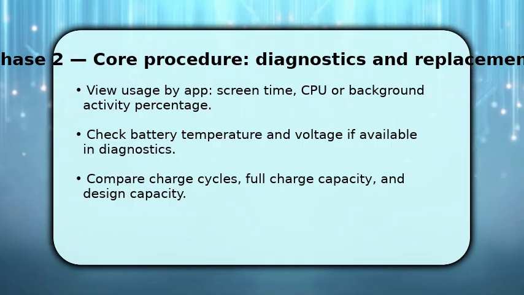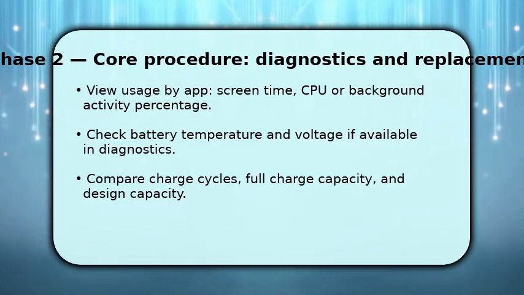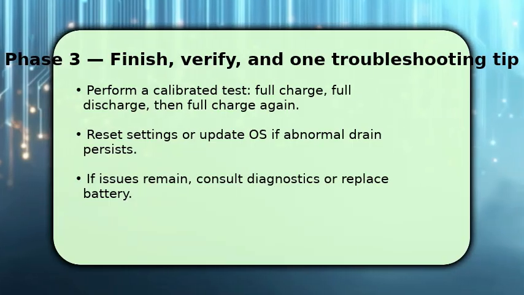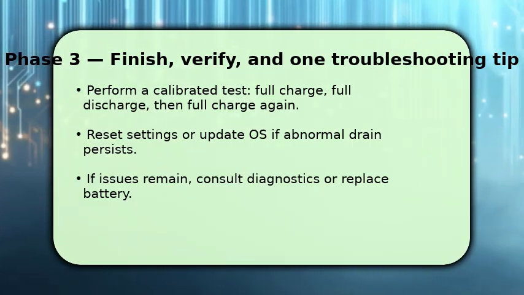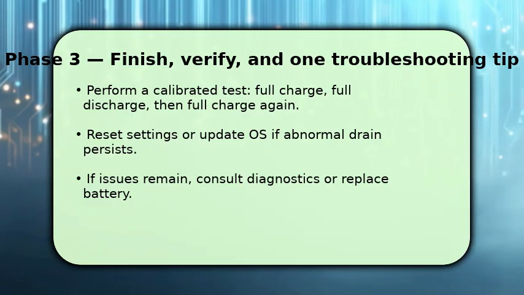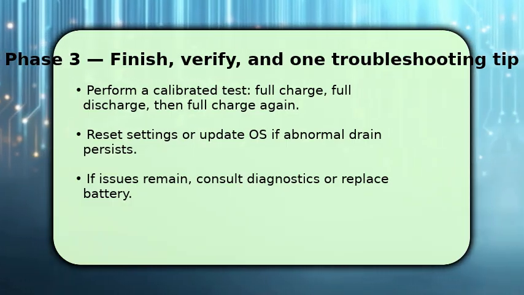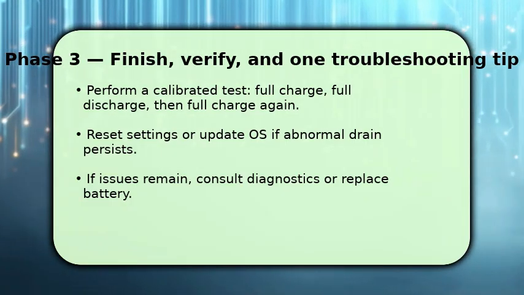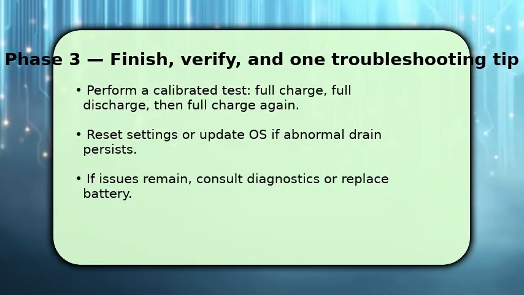To finish, run a calibration. Charge to 100%, use the device until shutdown, then charge uninterrupted to 100%. This refines estimates. Once done, monitor post-calibration behavior for stable percentage and realistic time estimates.